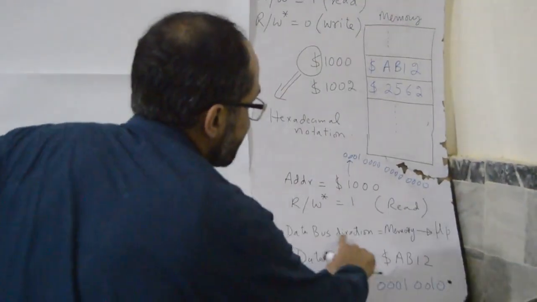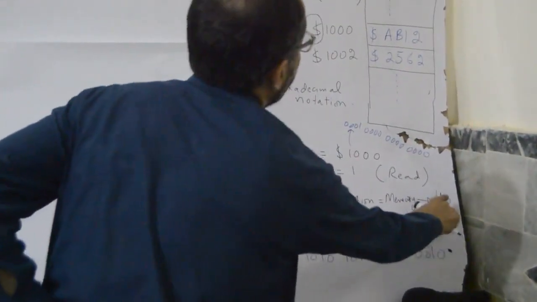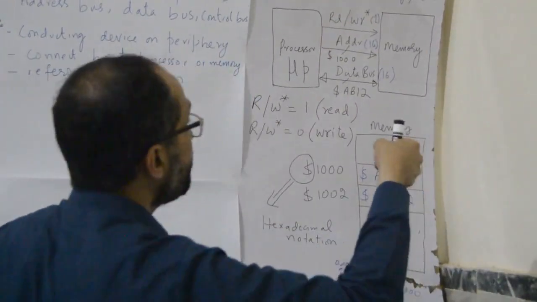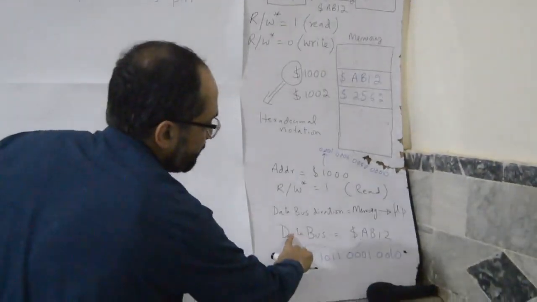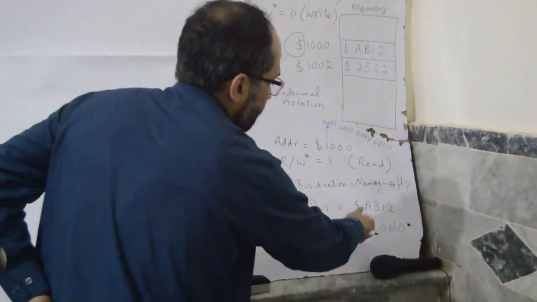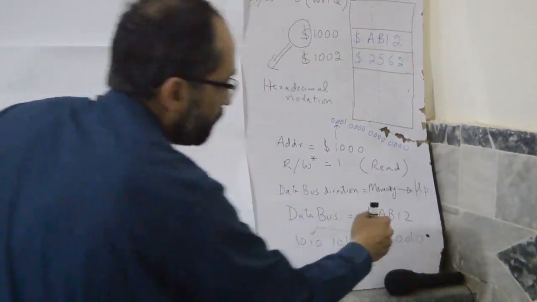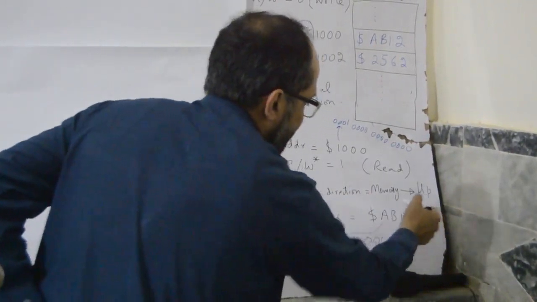So the data bus direction will be from memory to microprocessor. The data will be read from memory and provided to the microprocessor. What will be the data bus value? The value of the data bus will be $AB12. This value is in hexadecimal.